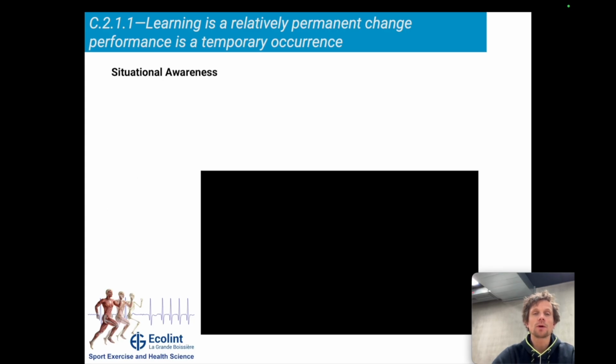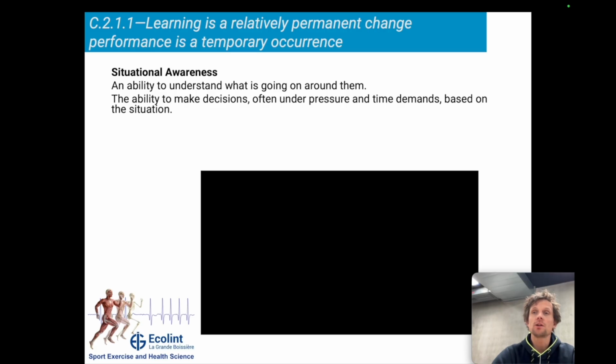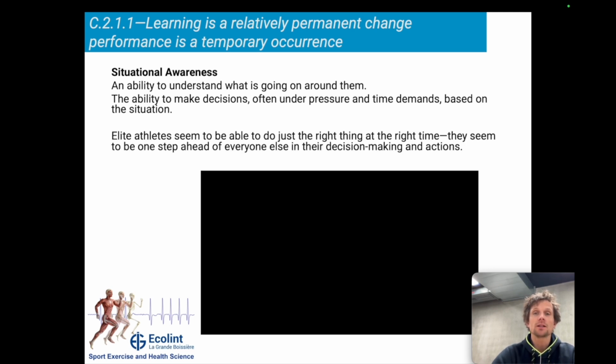Next up, let's talk about situational awareness. And this is where an athlete has an ability to understand what's going on around them almost intuitively. They have the ability to make decisions under extreme amounts of pressure and time demands based on the situation that presents itself. Elite athletes, often when we're watching them, they'll seem to be one step ahead. They'll be able to make just the right decisions at just the right time, and they'll be able to anticipate things coming up that other people just haven't seen.